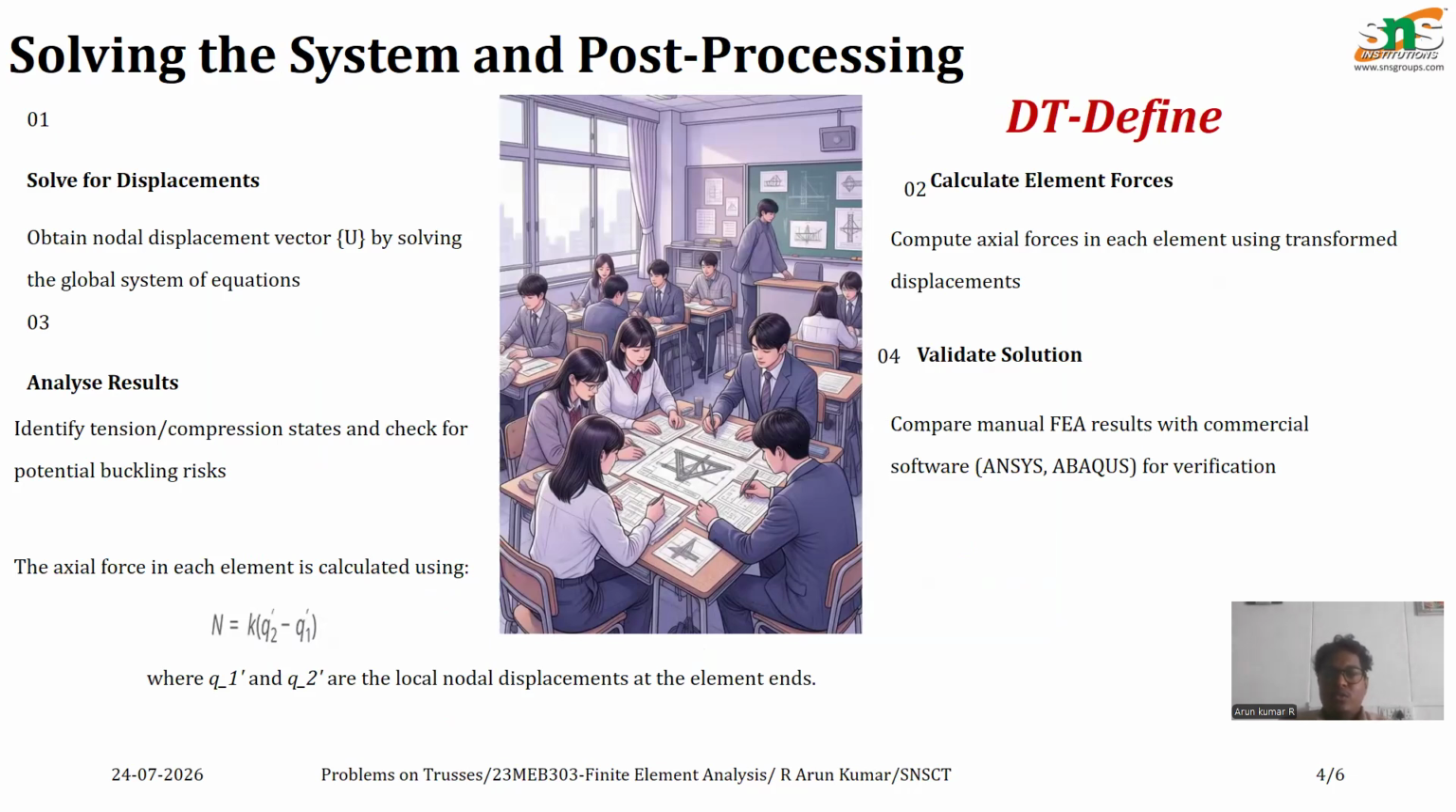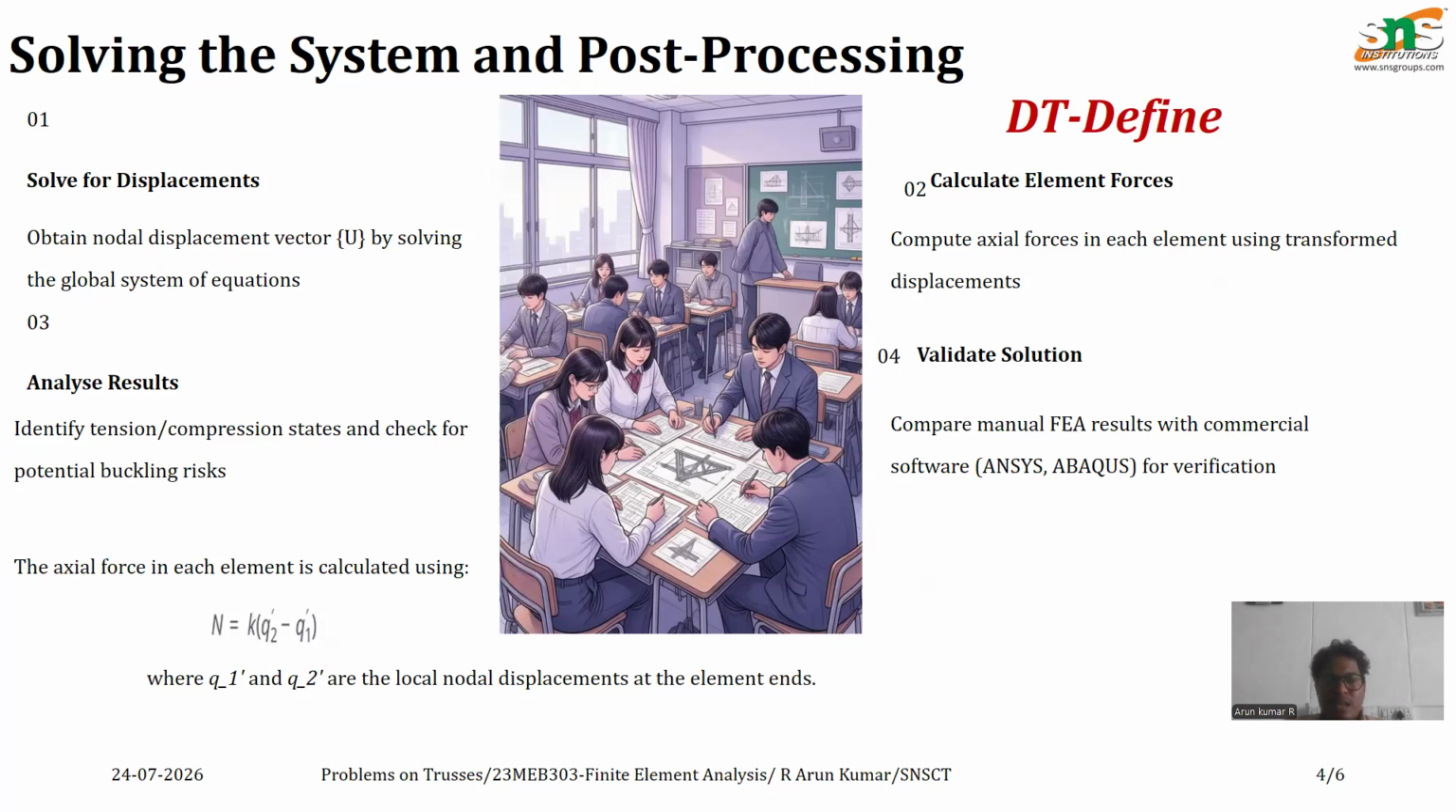Once we solve for the displacements at the respective node numbers, we obtain U, called the displacement vector, by solving the global system equations. The second step is to calculate the element forces: compute the axial force in each element using the transformed displacements. Analyze the results, identify the tension and compression states, and check for potential buckling risk. And validate the solutions by comparing the manual FEA result with commercial solvers like ANSYS and Abaqus for verification.